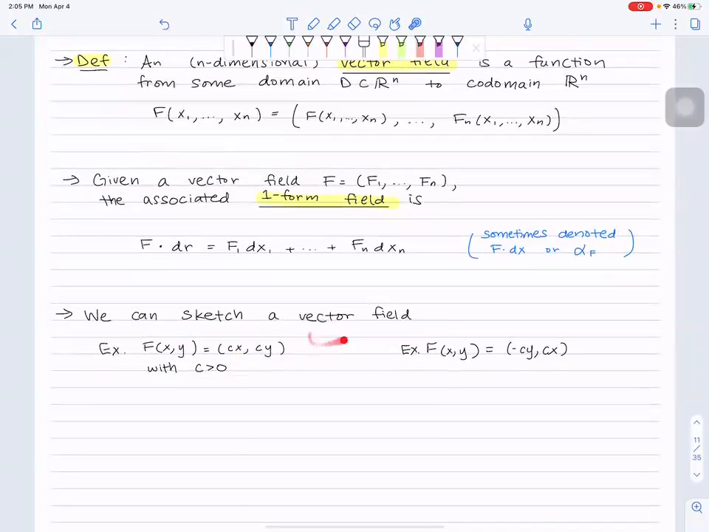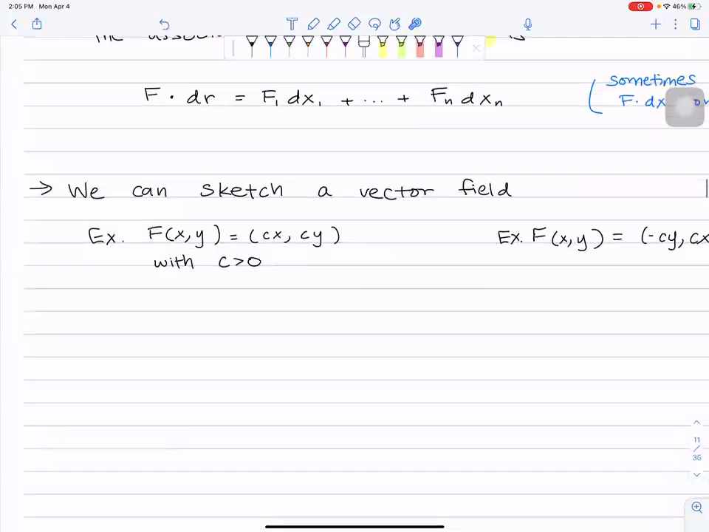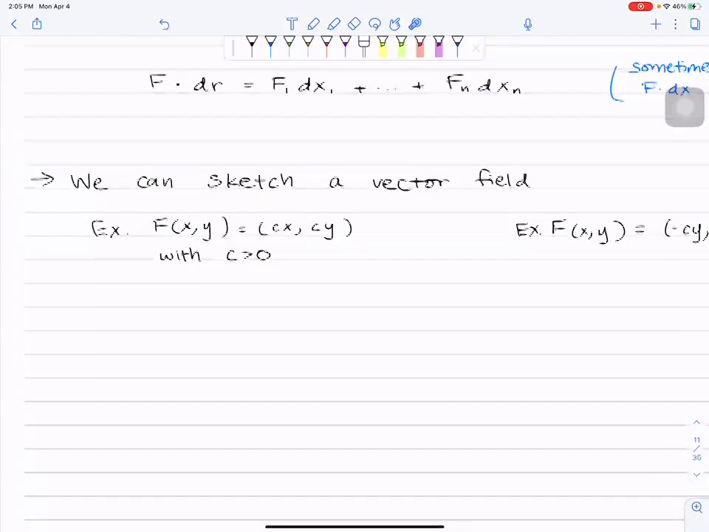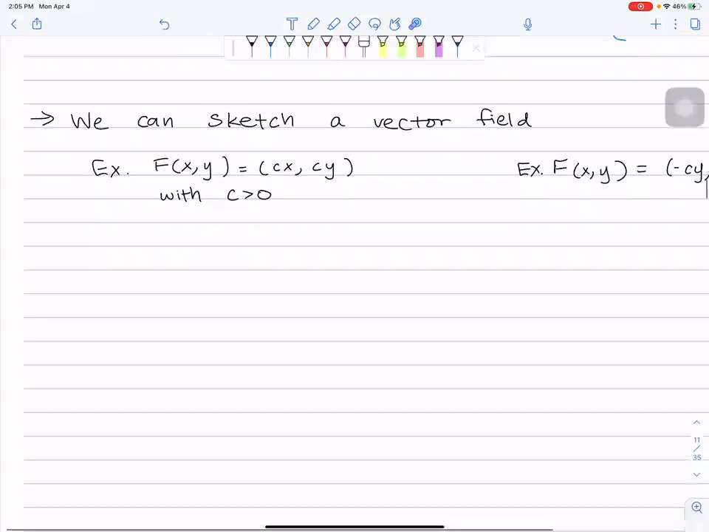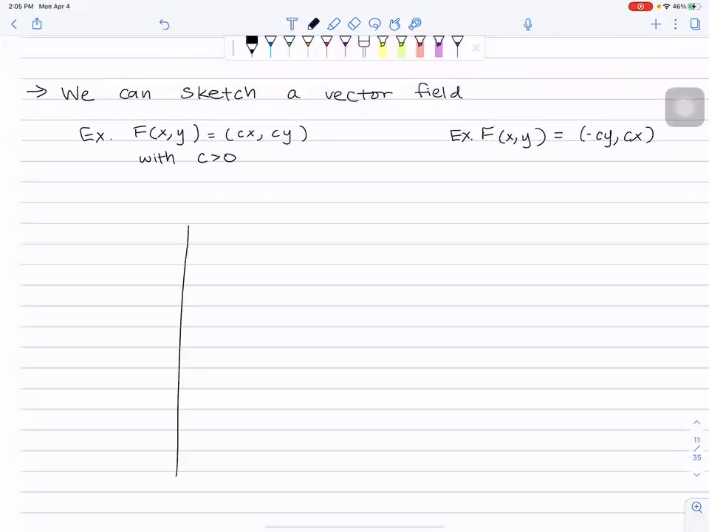And we can sketch what a vector field looks like. So let's do one sketch. I'll do this example and I'll let you guys do the second example. If we have this vector field defined by cx, cy, where c is greater than 0, what would the vector field look like? Well, the best way I think is to test points at first.